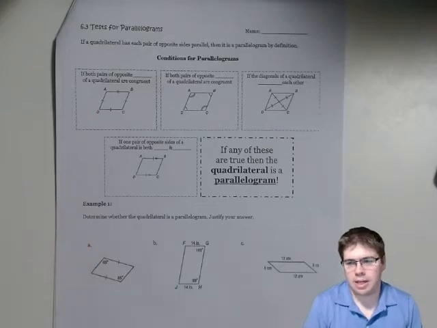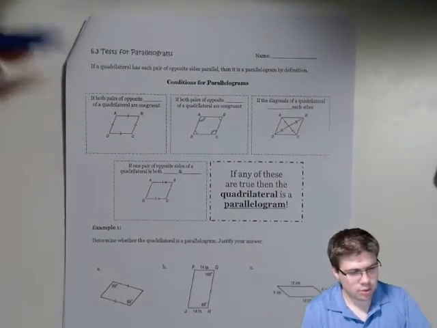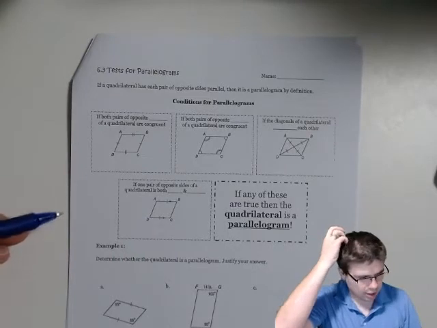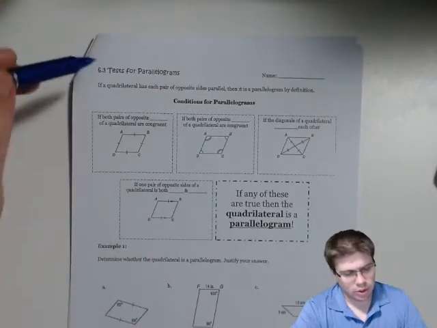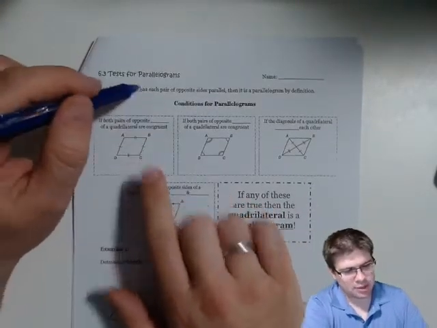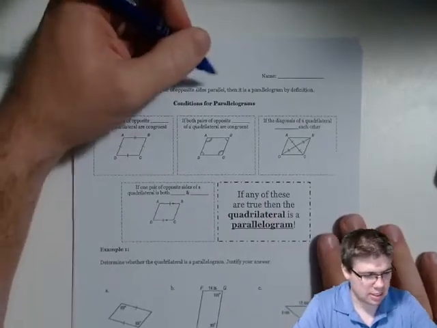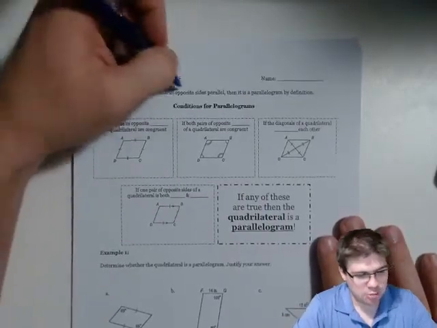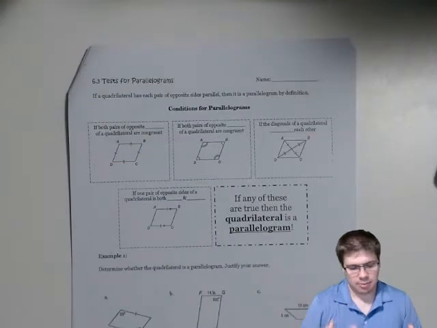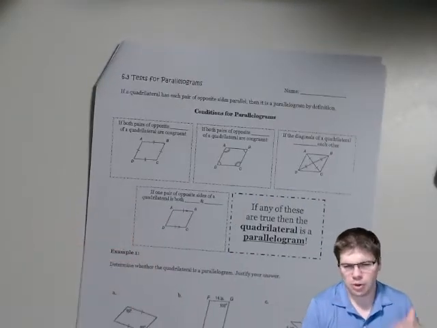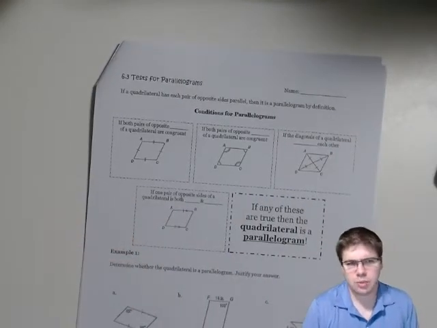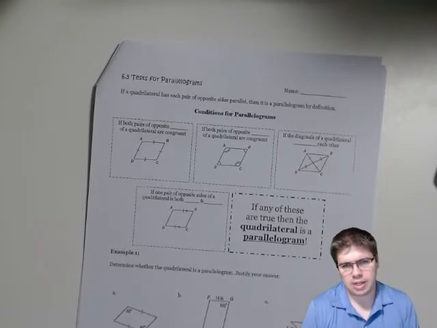Hey Geometry, today we're going to take a look at section 6.3, getting into some other tests for parallelograms. We know that by definition, if a quadrilateral has each pair of opposite sides parallel, then it is a parallelogram. That's what we call it. And so we can show that we know it's a parallelogram. But there are some other things we can do to prove that things are parallelograms.